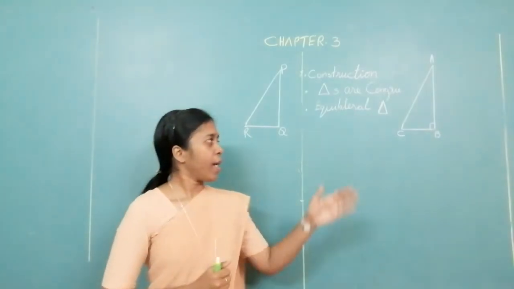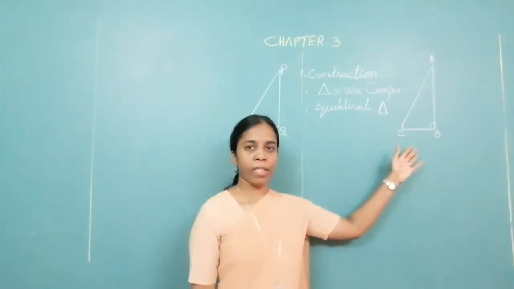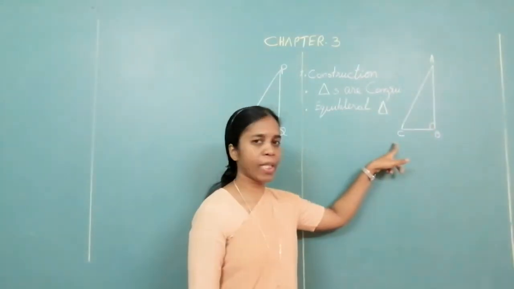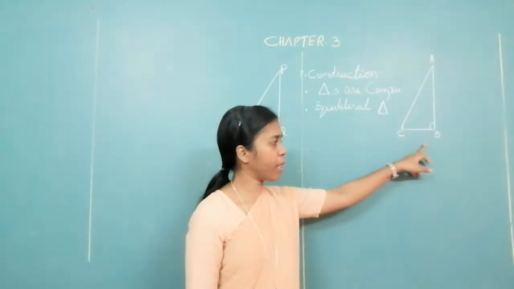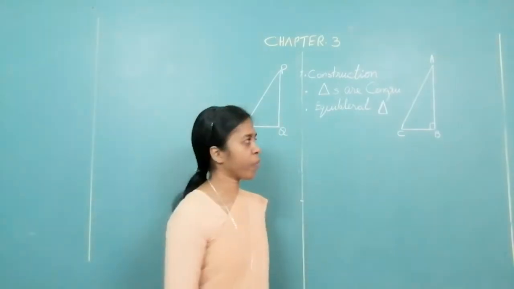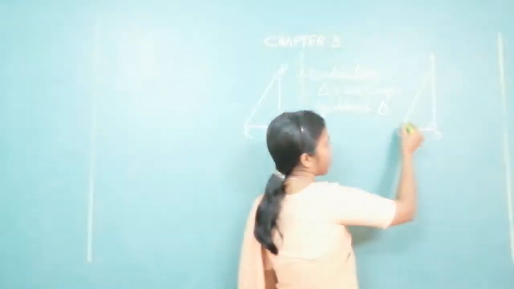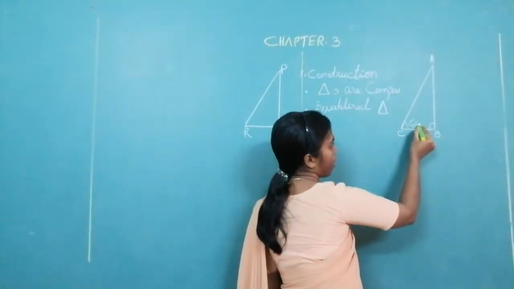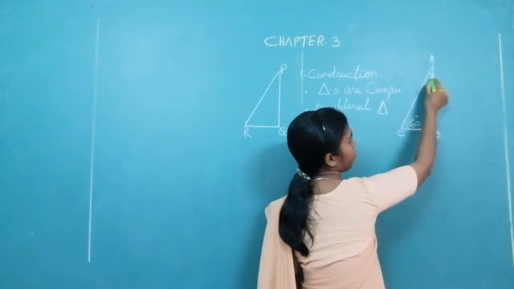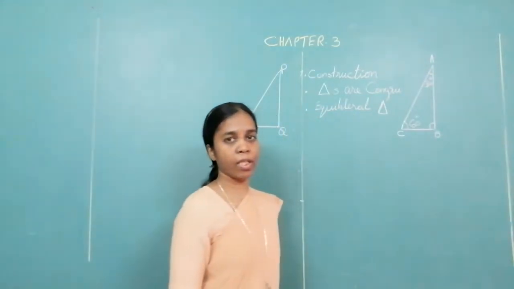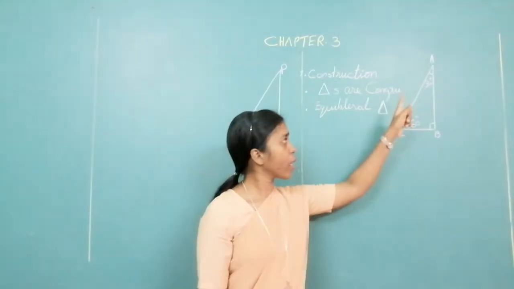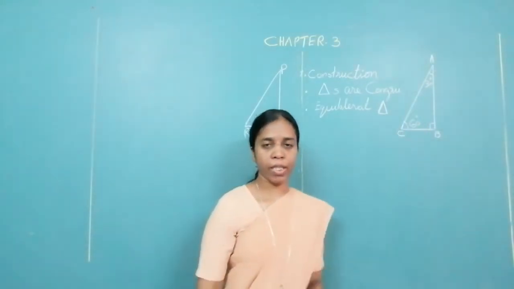Now, I have a right angle triangle drawn on the board. Triangle ABC, where angle B is 90 degrees. Suppose the other acute angles are 60 degrees and 30 degrees. So what do I have? A right angle triangle where the acute angles are 60 degrees and 30 degrees.